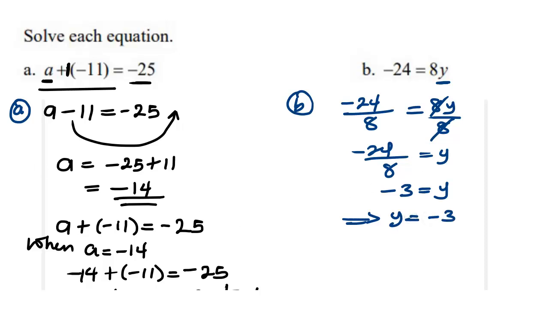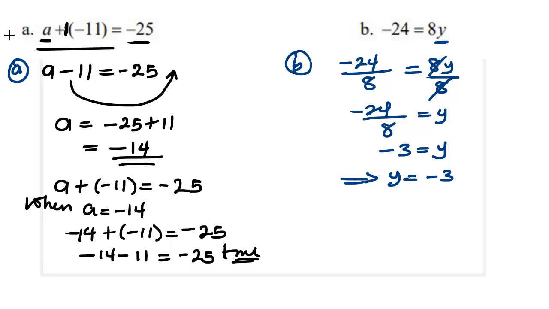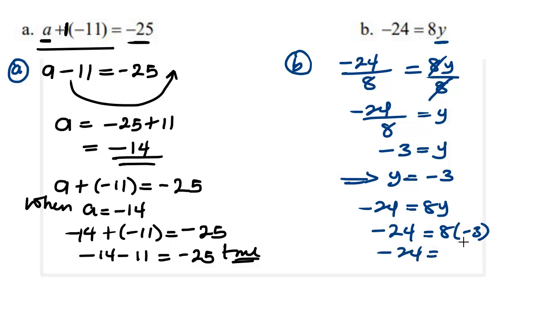So let's check. How do we check? We plug in the value of y, which is minus 3, into this. We have minus 24 is equal to 8y. So that would be minus 24 is equal to 8 into bracket minus 3. So minus 24 will now be 8 times minus 3, that is minus 24, which is true.